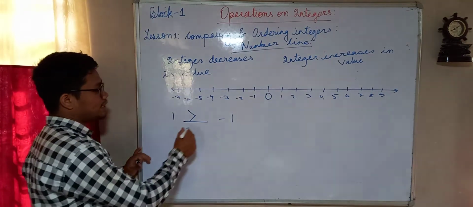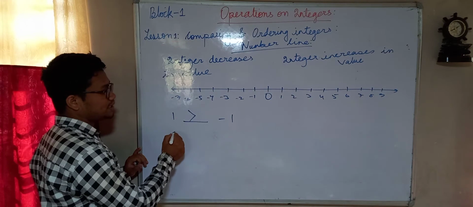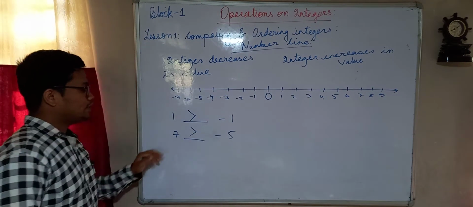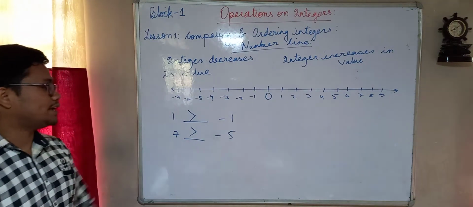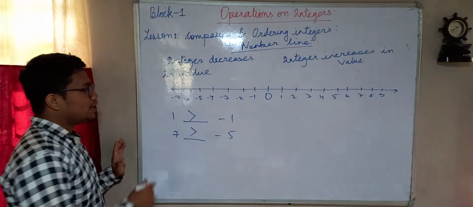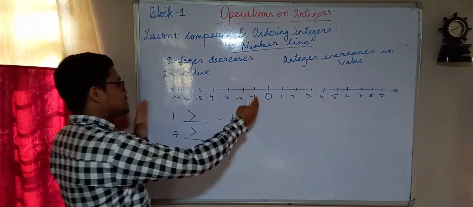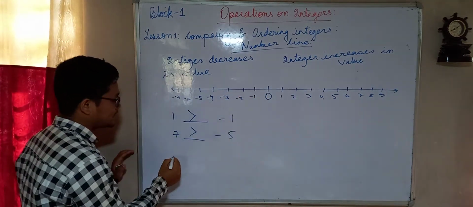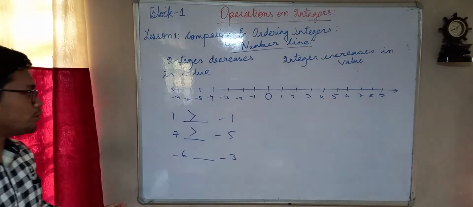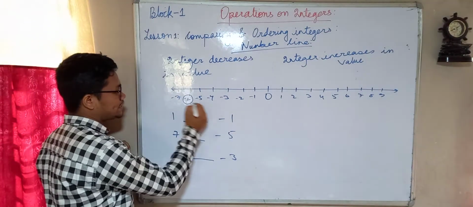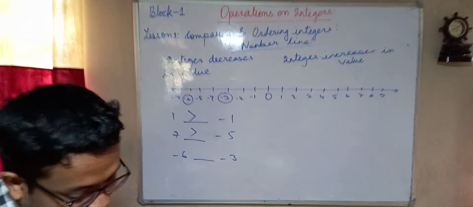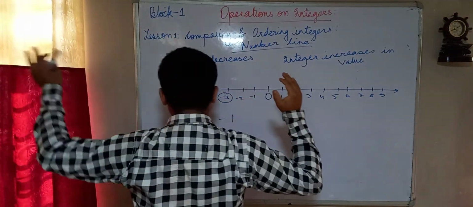Now let us take another example. If I say 7 and minus 5, obviously here 7 is bigger than minus 5. This is how we can compare any two numbers. Now just imagine, on this segment only, if I am comparing minus 6 and minus 3. If you look carefully children, this is minus 6 and this is minus 3. So minus 3 is on the right hand side. That means this is my left, this is my right.